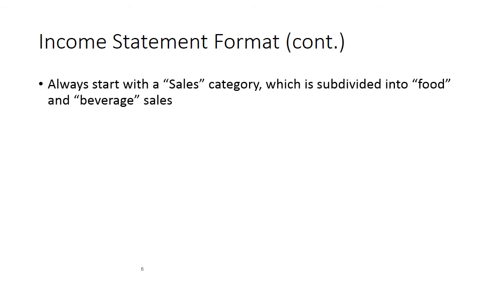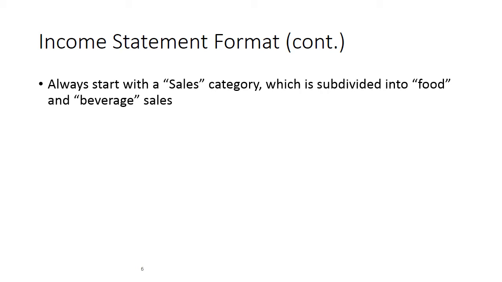Okay, so we always want to start with that sales category. The first thing we need to know when we're creating an income statement is how much income we have. Okay, so once we have our sales category, then we're going to subdivide that into what brings our sales in. If we're a restaurant, it's probably going to be food and beverage sales. If we're a hotel, we're going to have room sales, but we may also have food and beverage sales as well. So it really depends what kind of establishment we have as far as subheadings.